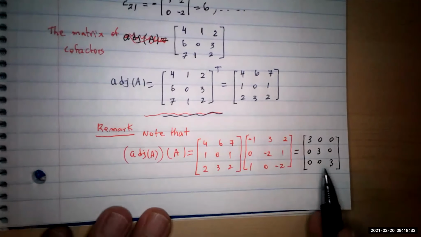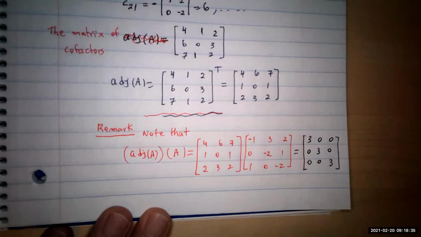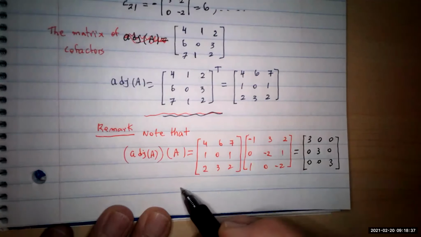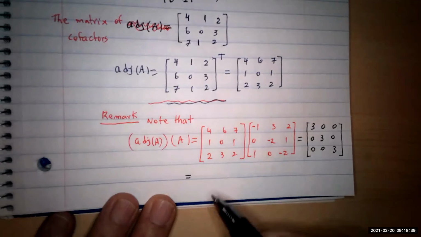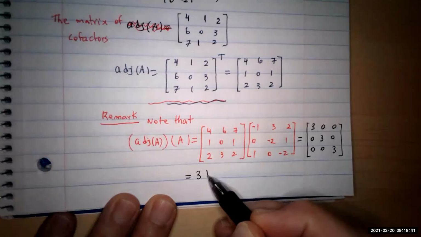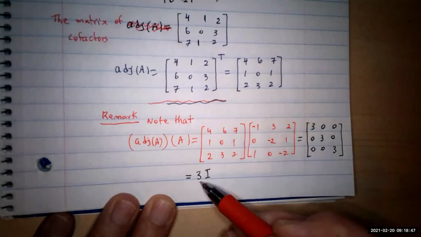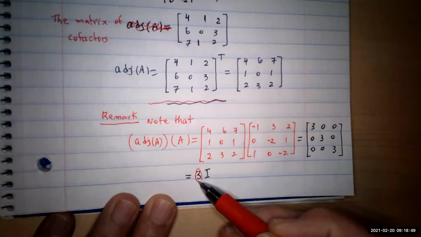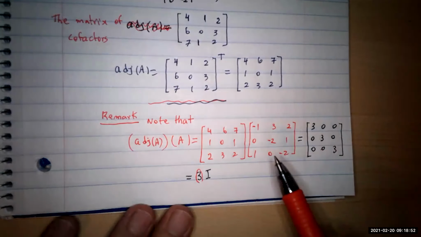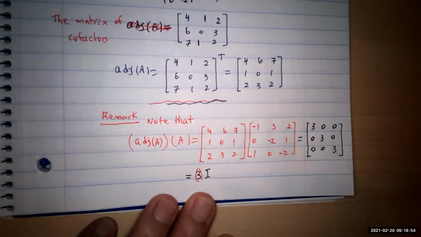If you factor out the 3, the leftover is an identity. So this is equal to 3 times the identity matrix. And we can show that this 3 is just the determinant of the matrix A. You see this number over here. We can easily find the determinant of A, and we are going to do it later on.